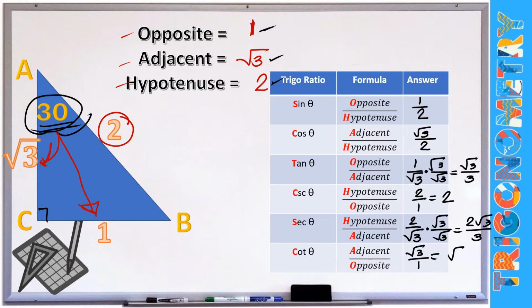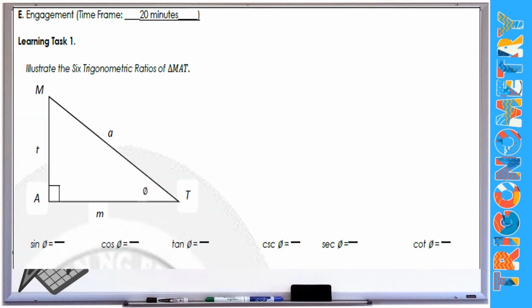In simpler terms, that is square root of 3. So that's how we're going to find the 6 trigonometric ratios. Then we have the example. So let's try to answer your engagement, assessment, or assimilation part. Let's start with the engagement on learning task 1.